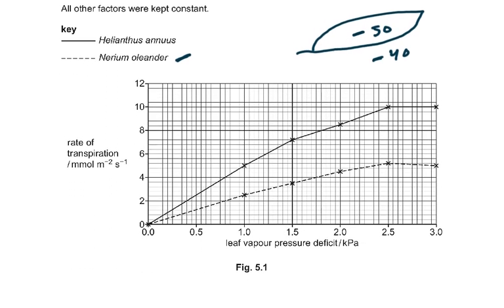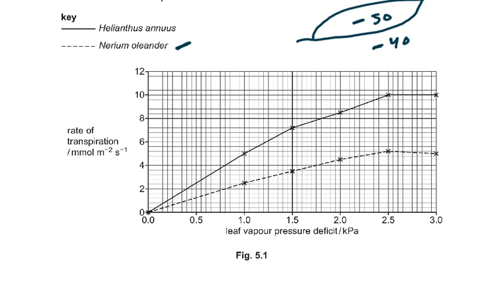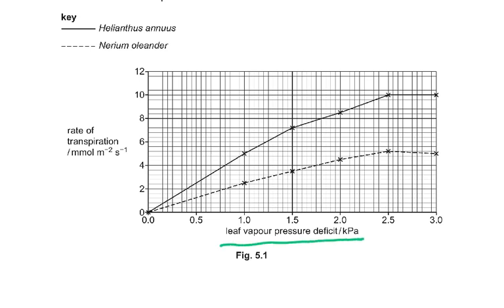Now we have to look at a graph. Graphs are always very technically difficult, and some of you are very good at it, some of you are pathetic, but we have a mixed bag of students. So you can see on the x-axis we have leaf vapor pressure deficit in kilopascals. So you have 0, 0.5, 1, 1.5, 2, 2.5, and 3. And then you have the two lines. Let's call one HA, and let's call this NO, Nerium oleander.